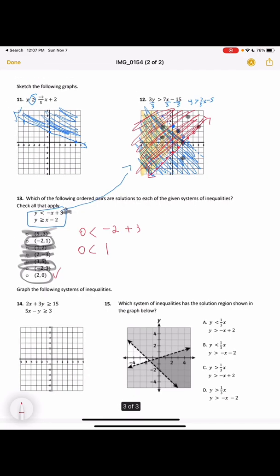So on your test, I will give you the graph so that you would be able to do this. You would just need to be able to see if the points are in both sections or just one. Okay.